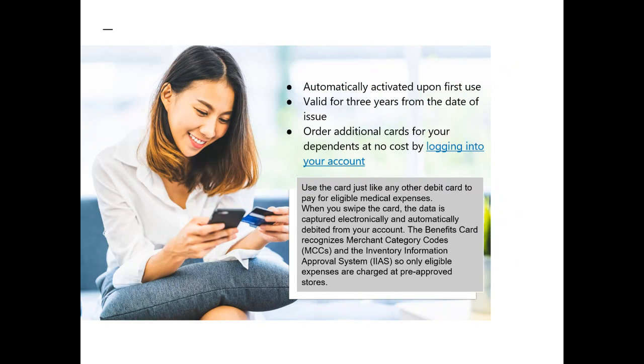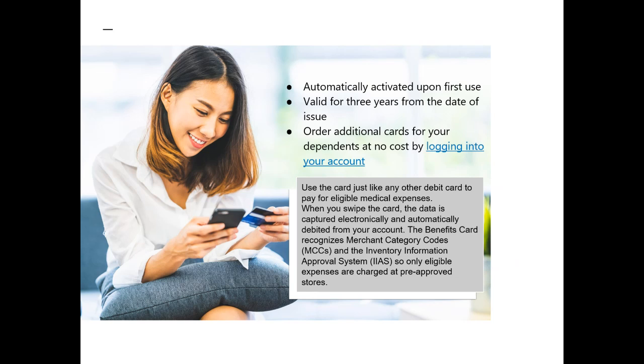For anybody that enrolls in the flexible spending account, you will automatically receive from the P&A Group a MasterCard debit card that's going to be linked to your health FSA and/or dependent care account. These cards are good for 3 years from the date of issue. So if you're currently participating in the flexible spending account, you can look at your debit card and you'll see an expiration date on there.